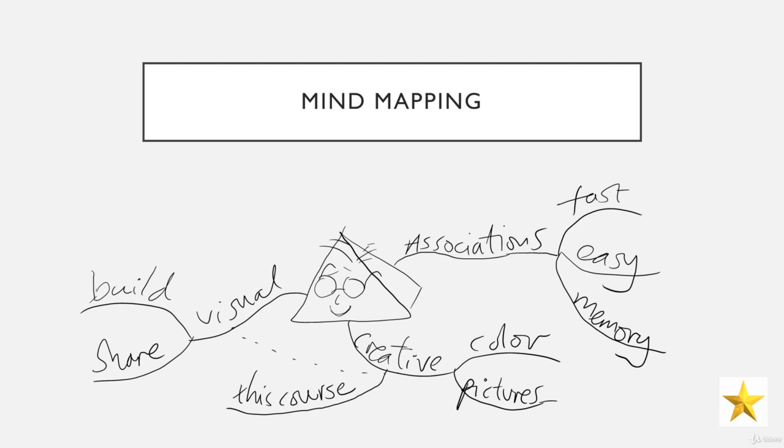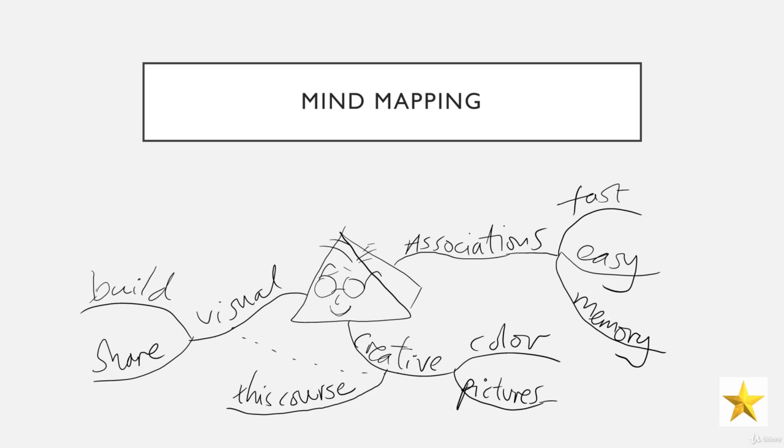So first of all, what is mind mapping? It's a way of drawing associations between ideas. So I've got the word associations. You can get links between ideas down fast. It's very easy, and that tends to help your memory because this is the way the brain works.